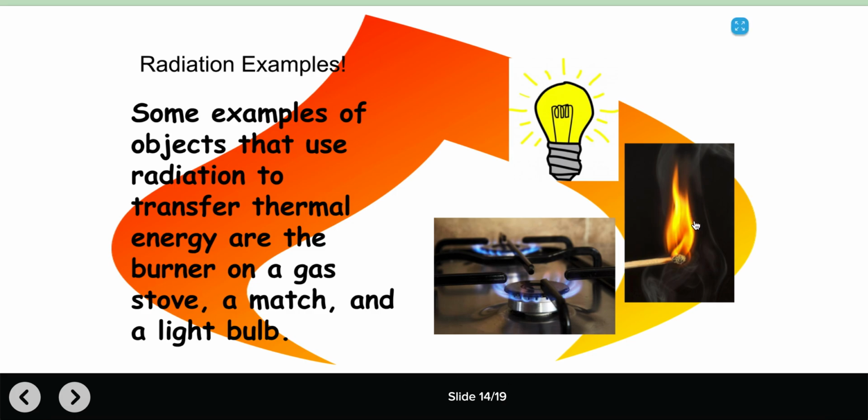Also a match. This is technically electromagnetic radiation as well. It does give us light to see. Therefore, it is also an example of transferring heat through radiation. And it's also emitting that heat, allowing it to escape in all directions, going upward and every other direction possible. And then same thing with the burner on a gas stove, right? It is creating flames. Flames are electromagnetic energy. It is allowing heat to transfer without having direct contact with those flames.